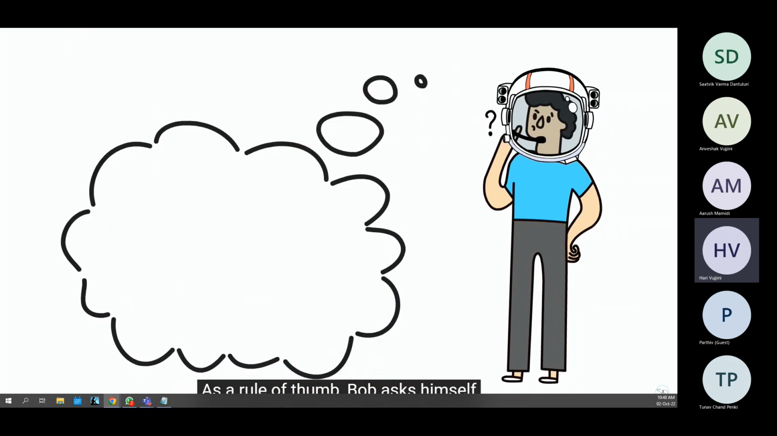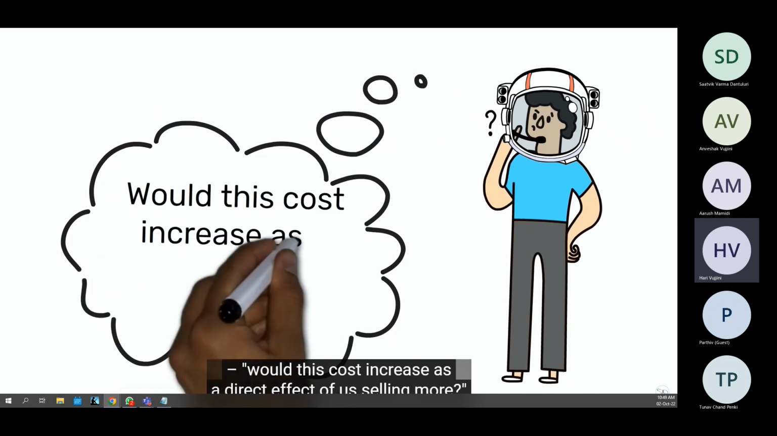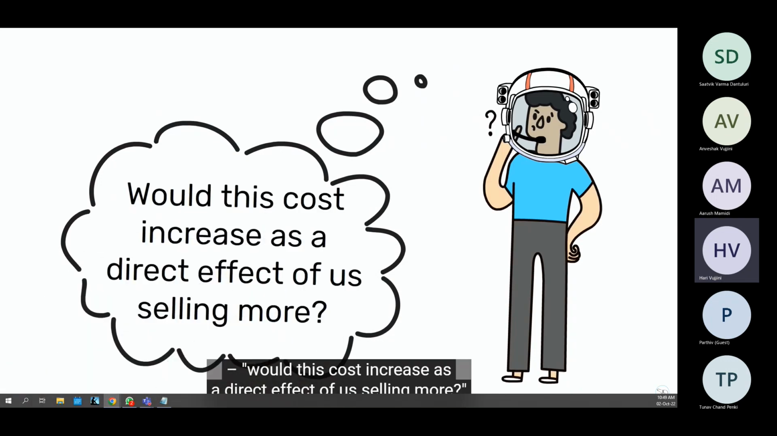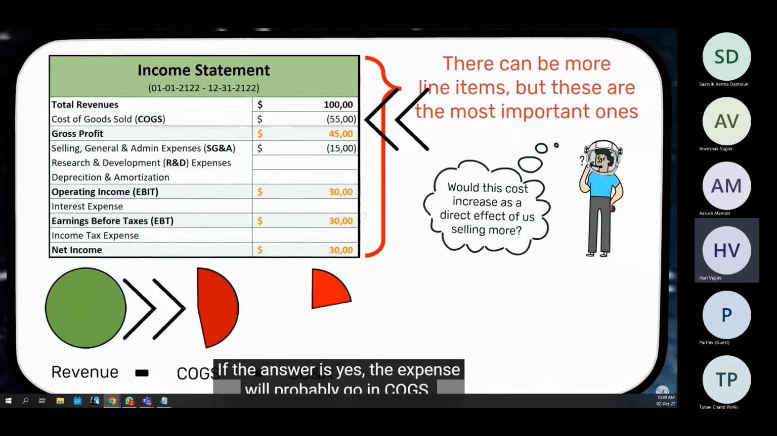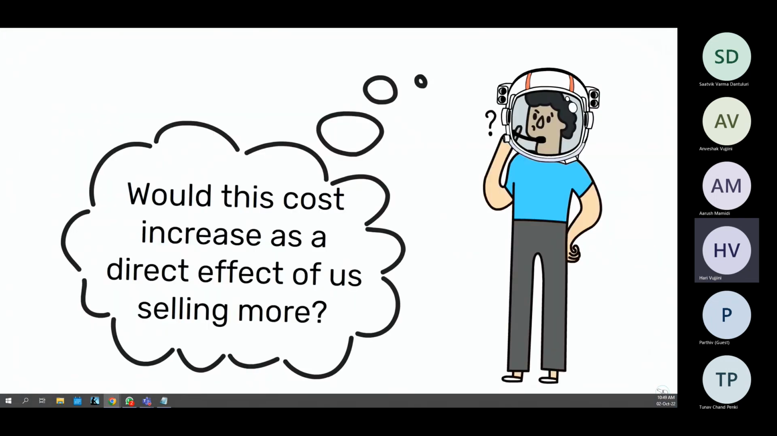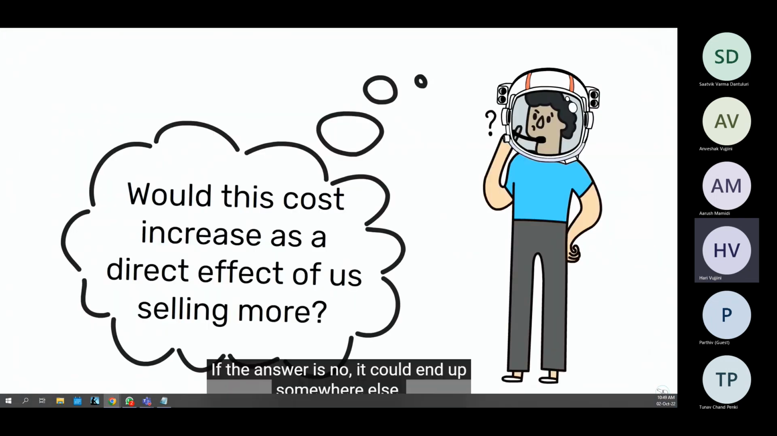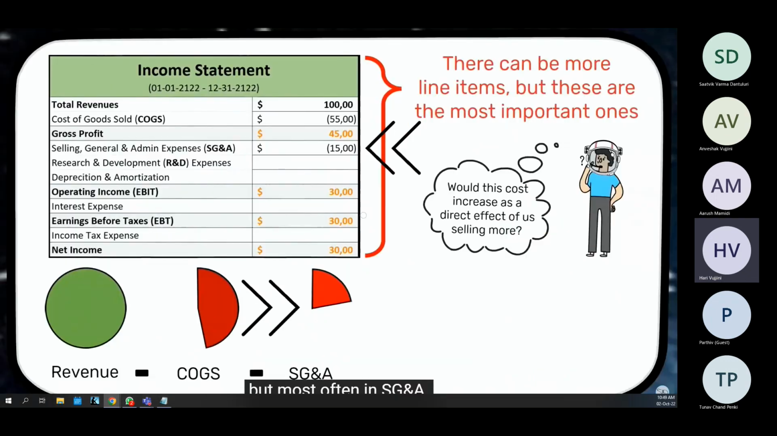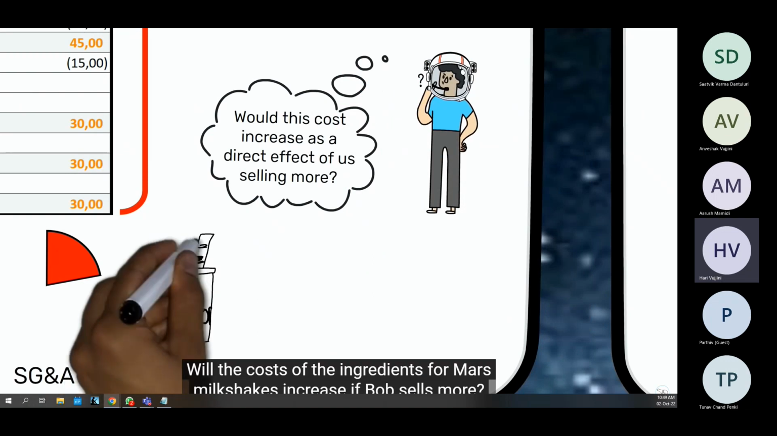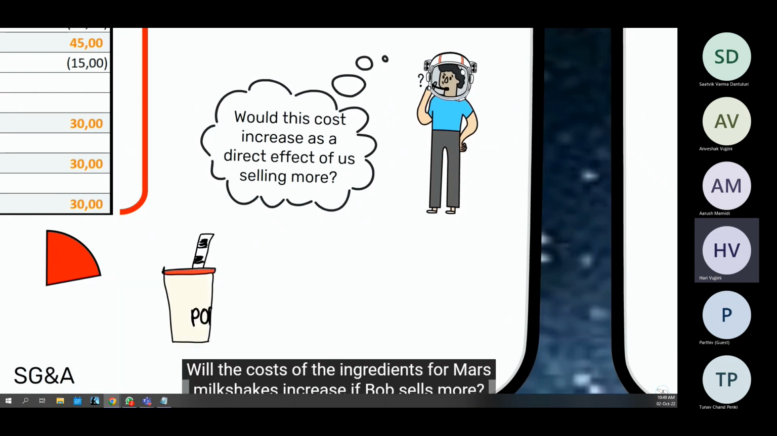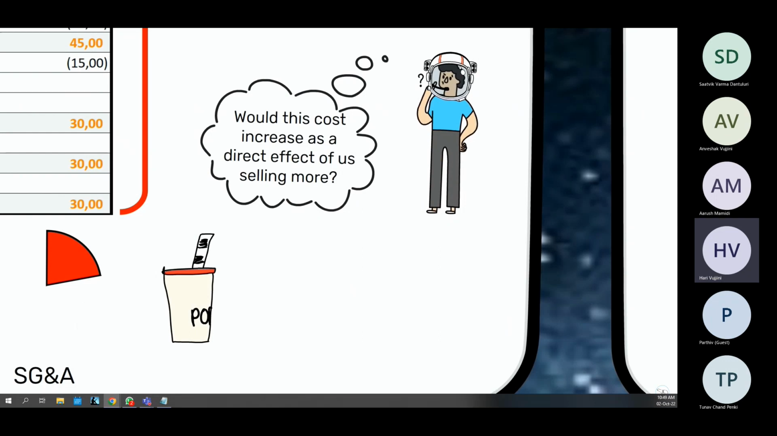As a rule of thumb, Bob asks himself, would this cost increase as a direct effect of us selling more? If the answer is yes, the expense will probably go in COGS. If the answer is no, it could end up somewhere else, but most often in SG&A. Will the cost of the ingredients for Mars milkshakes increase if Bob sells more? An obvious one. Yes. So cost of goods sold.